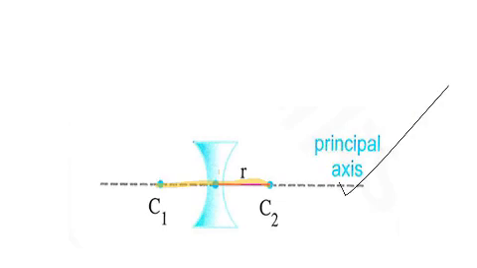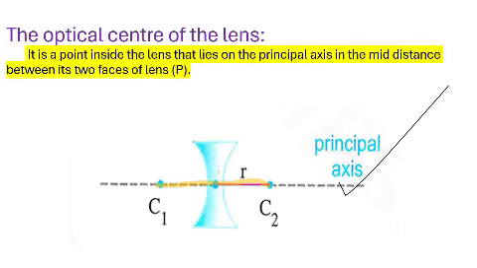Again, please, attention. We discuss a new concept called the principal axis of the lens. The principal axis is a straight line. This straight line joins the two centers of curvature and the point which is called the optical center.